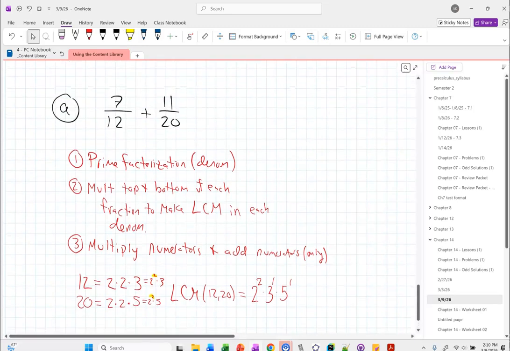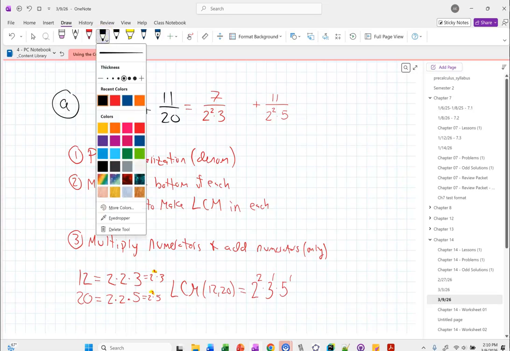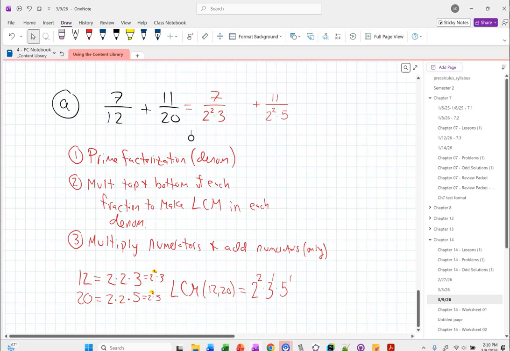That's okay. So if we go back up here, I have 7 over 2 squared times 3. And I'm going to have 11 over 2 squared times 5. Now, I'm going to look at what I need to multiply this fraction by to get 2 squared times 3 times 5 in the denominator. So I need to make this denominator into this value. What is this denominator missing? 5. So that's what I'll multiply the top and bottom of this fraction by.